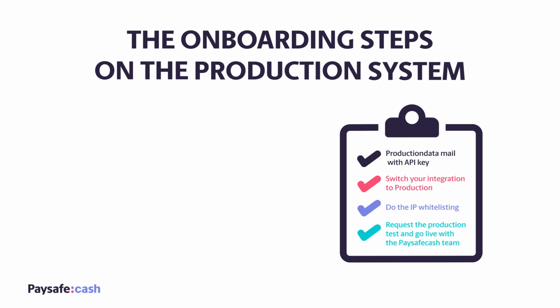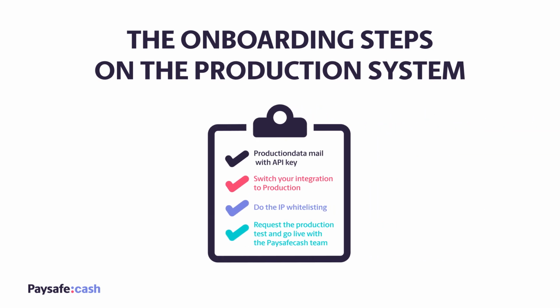The onboarding steps on the production system consist of: production data mail with API key. Switch your integration to production. Do the IP whitelisting. Request the production test and go live with the Paysafecash team.